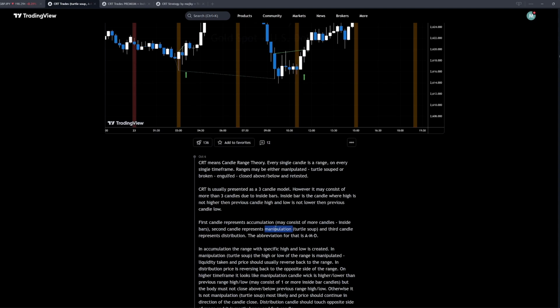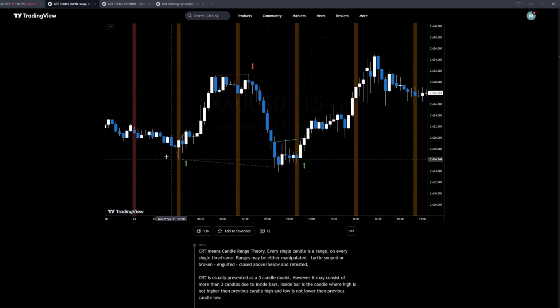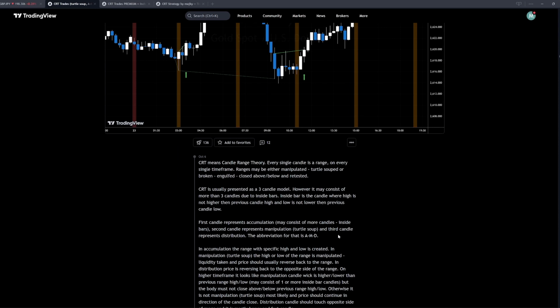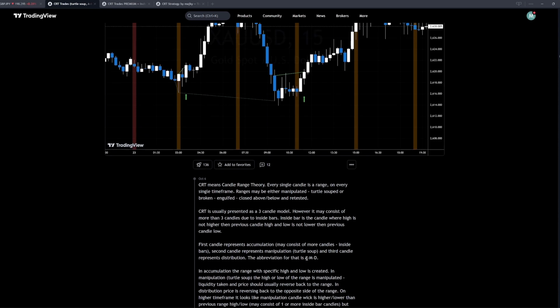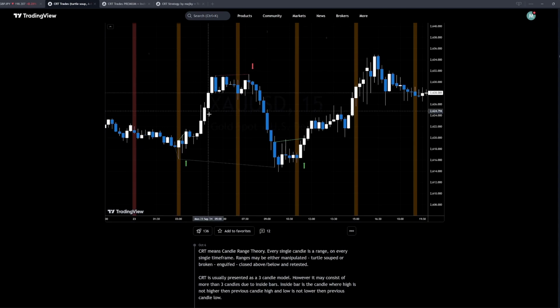Then the second candle represents manipulation. So this second candle, this is the candle on the 4-hour time frame, represents manipulation, as you can see here. And the third candle represents distribution. The abbreviation for this is AMD: accumulation, manipulation, and distribution is the third candle.